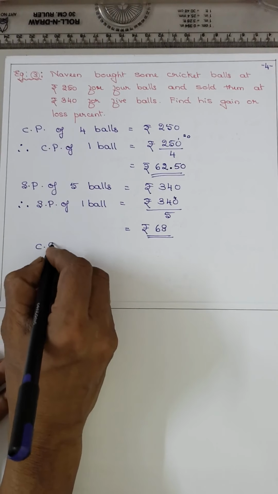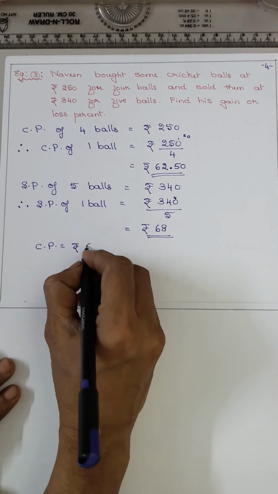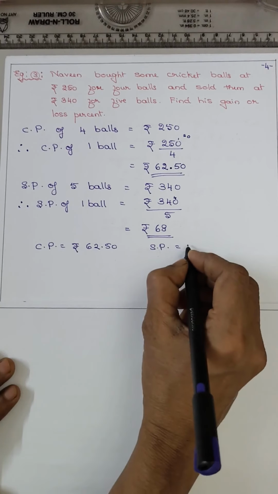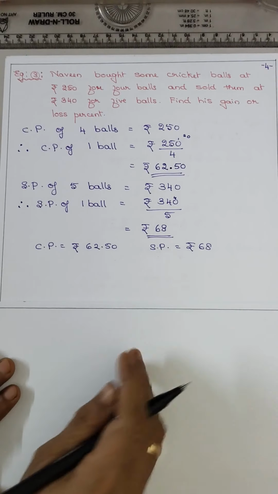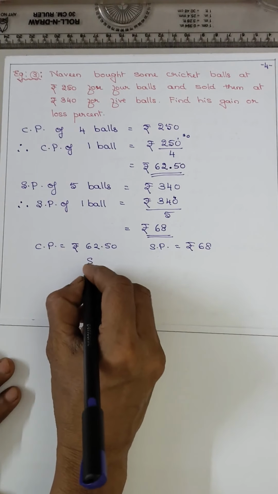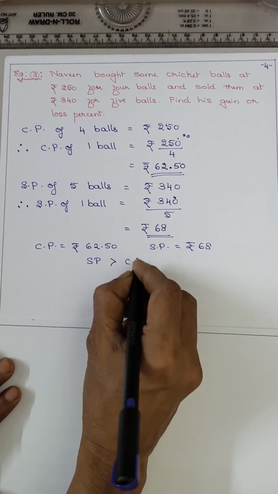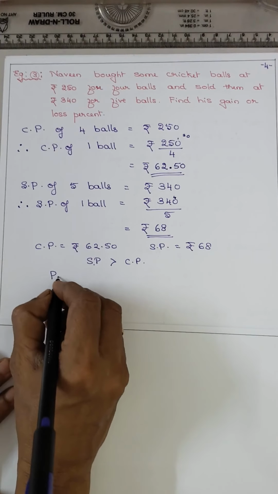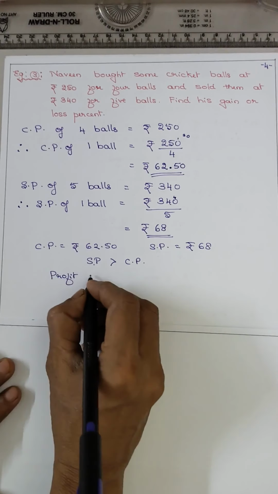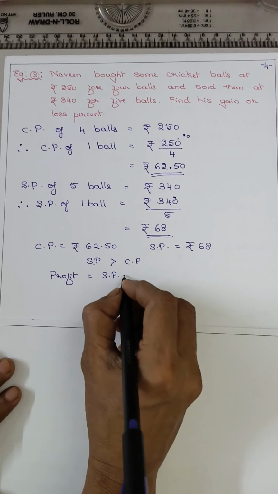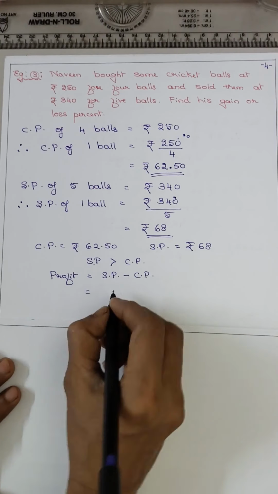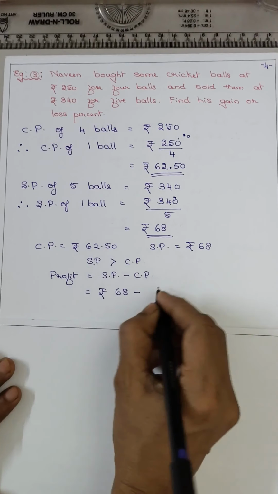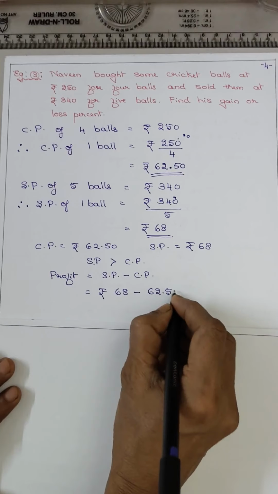So CP is equal to rupees 62.50. SP is equal to rupees 68. Which is greater? SP is greater than CP. Yes or no? 68 is greater than 62. So therefore profit is equal to SP minus CP. That is SP is 68 minus 62.50.